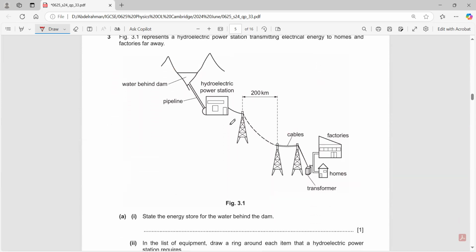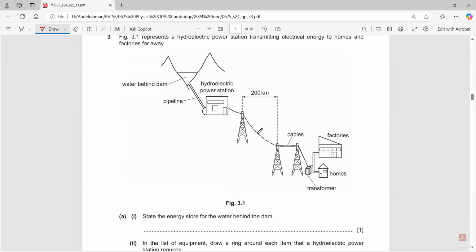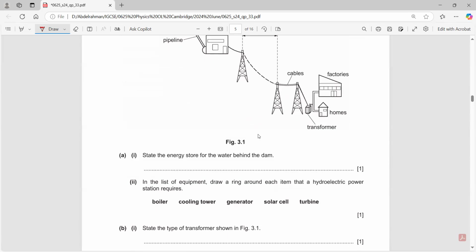Question three. State the energy stored for the water behind the dam. What is the energy stored for the water behind the dam? Yes, definitely it is gravitational potential energy. Do not write it down as GPE, please write it down as gravitational potential energy.